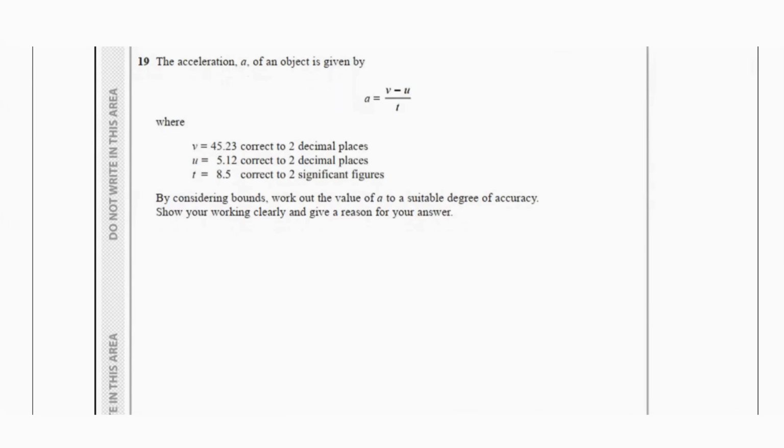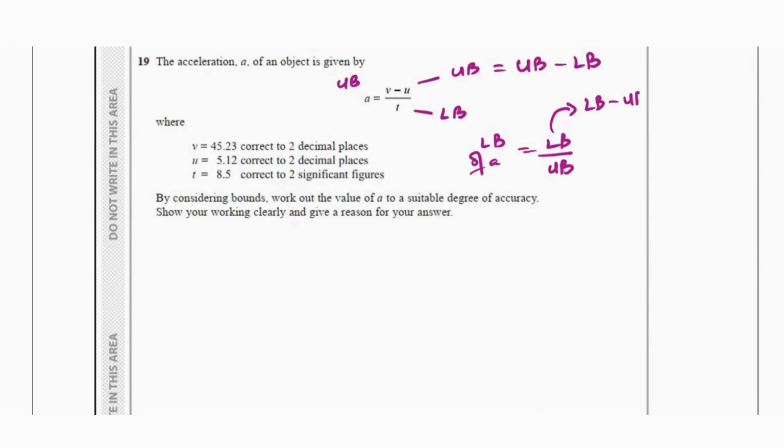For the upper bound of a, your numerator will be the upper bound and the denominator will be the lower bound. Since we have a difference in the numerator, for the upper bound it would be upper bound minus lower bound. If you're trying to find the lower bound of a, then it would be lower bound divided by upper bound, and for the difference, it would be lower bound minus upper bound. So we need to find the upper bounds and lower bounds for all the variables.